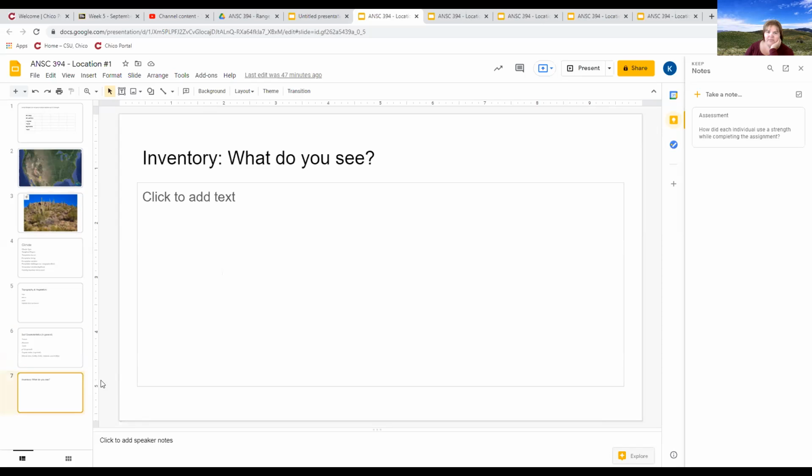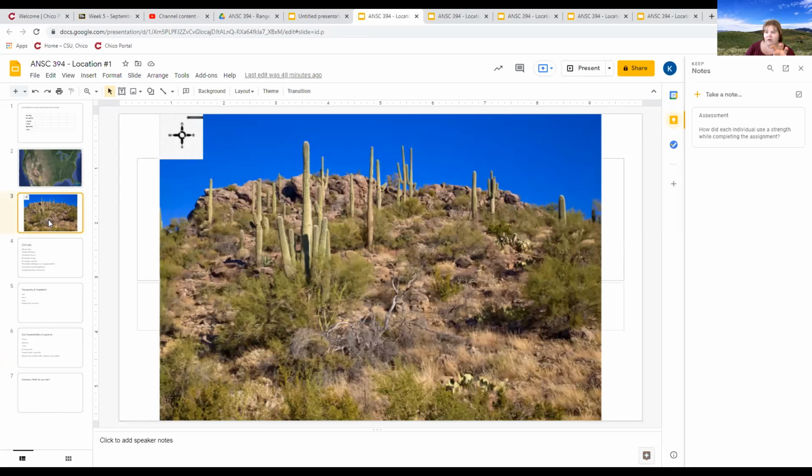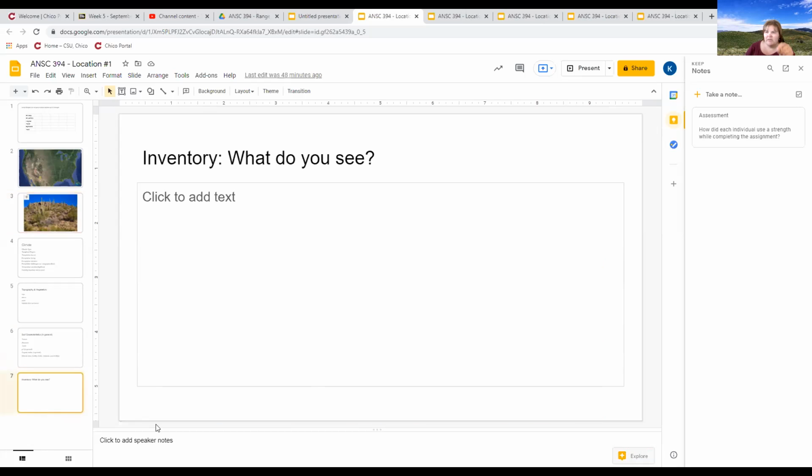And then the last piece of information here is based on what is in your picture of the landscape, what do you see? So let's begin building a list of what this piece of rangeland actually has. What is its inventory? And this can just be a list. I don't care how you do it. It can be in columns. It can be in bullet points. You can put a table in. You could put a chart in. Whatever you would like to do. Just get creative with it.